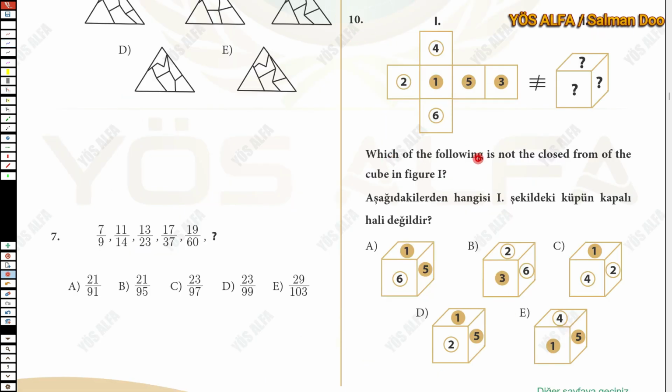10. Which of the following is not the closed form of the cube in Figure 1? So we know that in a cube, the two numbers on the opposite sides of each other can never come close to each other. For example, 4 and 6 can never come close to each other. Just like 2 and 5, and 1 and 3. Let's take a look at this. 165, it's okay. And 236, they're not on the opposite sides of each other. And 142, that's also okay. And here we have 2 and 5. They are on the opposite sides of each other, so they can never come one after the other. So this one is not the closed form of the cube.